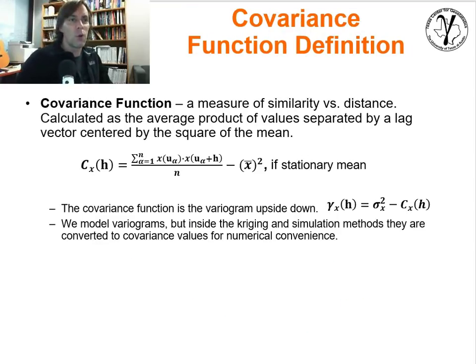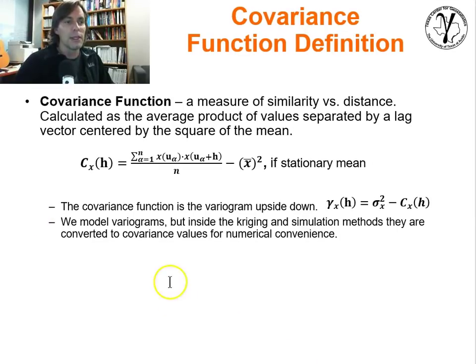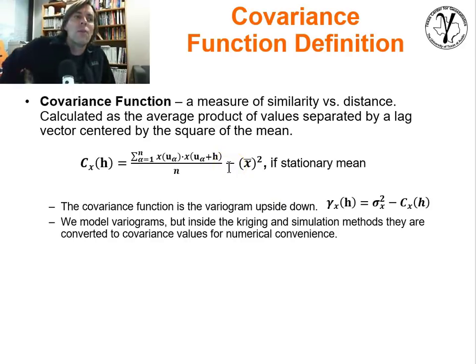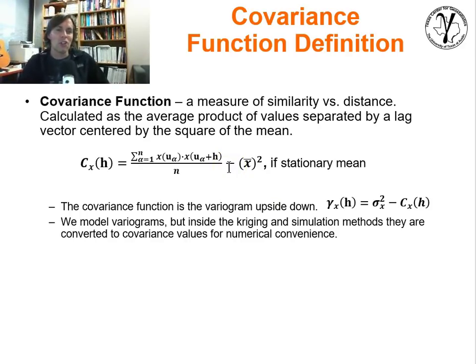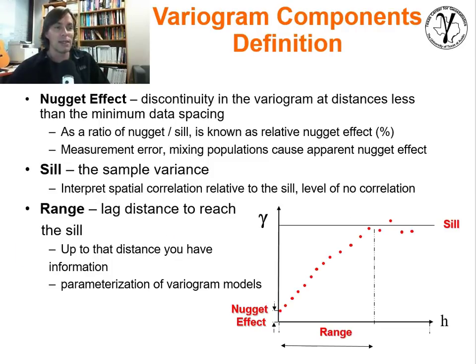Let's define it formally. The covariance function is simply going to be a measure of similarity versus distance. It's calculated as the average product of the values separated by a lag vector, centered by the square of the mean. This term right here. We could say the covariance function really is very much like the variogram upside down. If we assume stationarity, that works out. We will model variograms. We'll talk about variograms, but we'll recognize that inside of estimation and simulation methods there is the use of the covariance within those methods because of mathematical nicety. And we'll get into that.